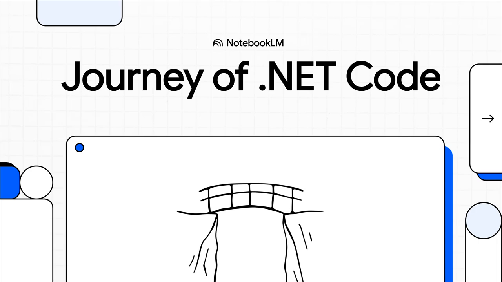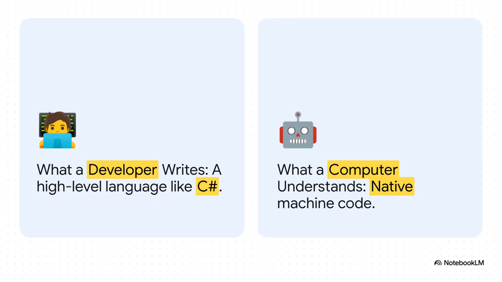Have you ever really stopped to think about what happens when you hit run on a program? I mean, how does the code that we, as developers, write get turned into something a computer can actually work with? Well, today, we're going to follow that exact path. We're going to uncover the secret language that bridges the gap between us and the machine, right in the heart of the .NET framework. So just look at this.